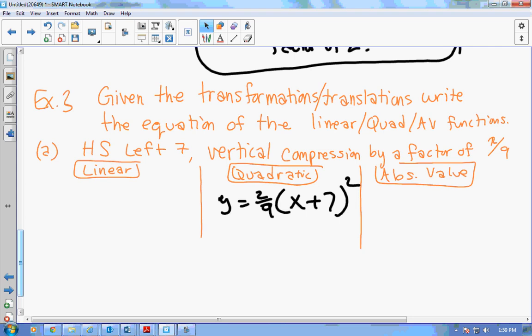Okay, you're up. Thanks. Because that one was a quadratic. Quadratic is square. Very similar for linear. All 3 of these have common characteristics.